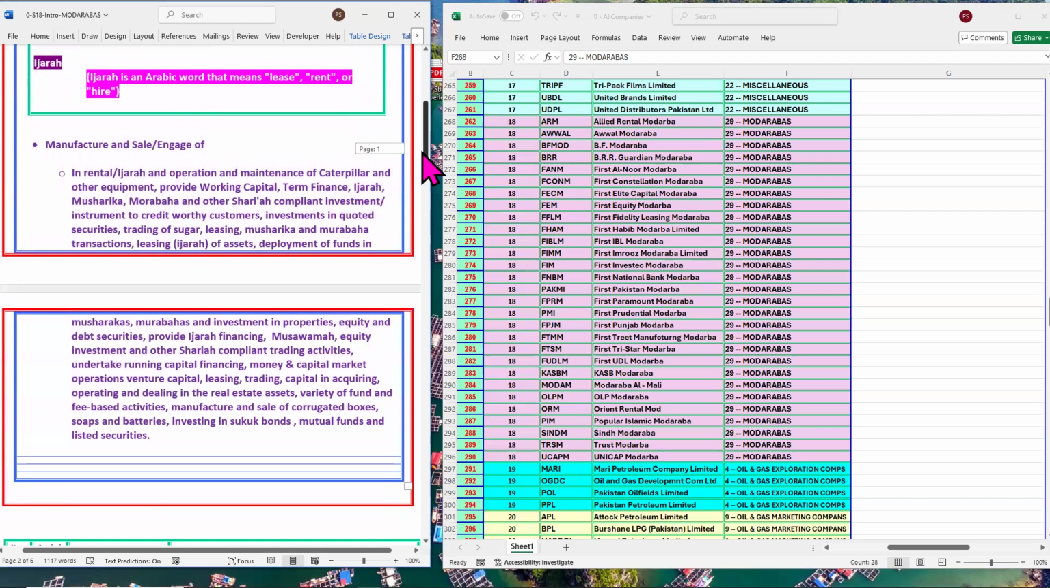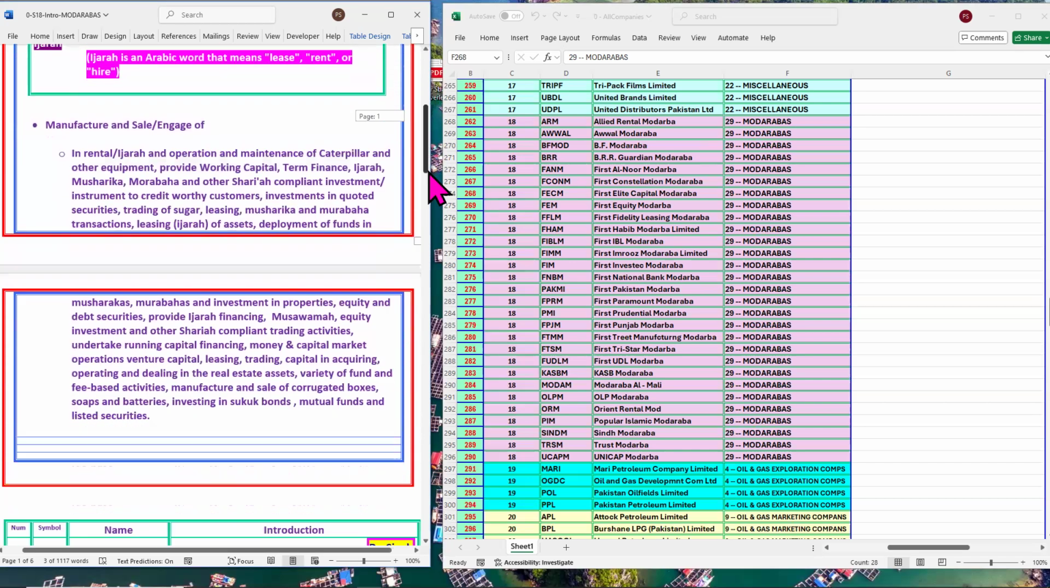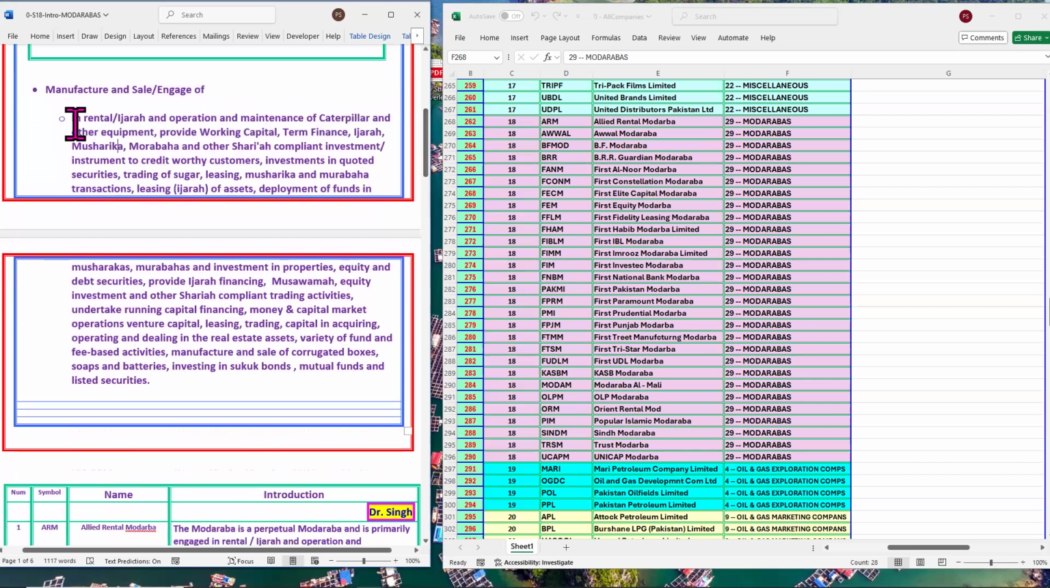Modarabas. There are a total of 29 companies, as it says over here. Each company does one thing or the other, but this is the totality of all the things that are done in the sector. They follow the rules and regulations, and whatever it says over here, that's what it does. Do you have to understand every word that is highlighted over here? The answer is no. See what you can absorb, go over the material again and again.